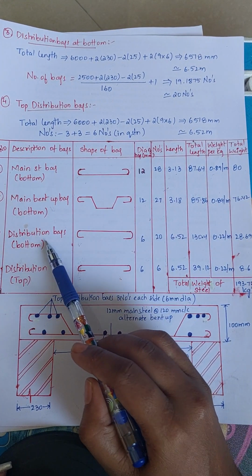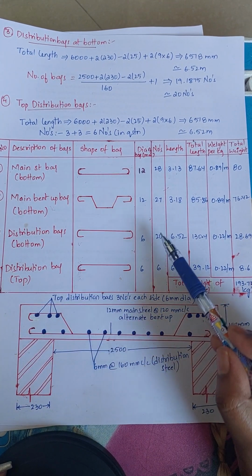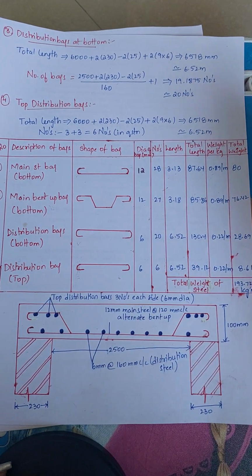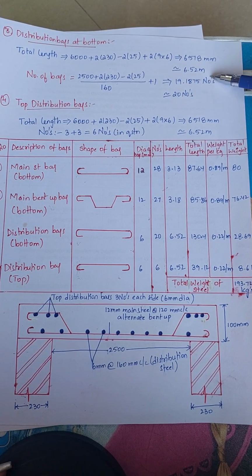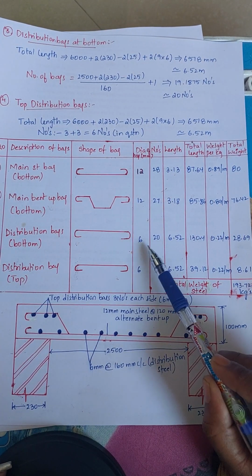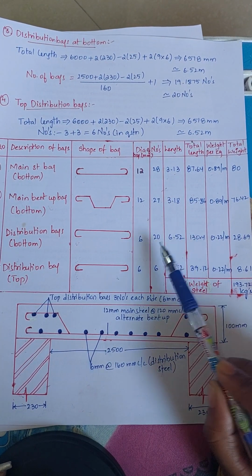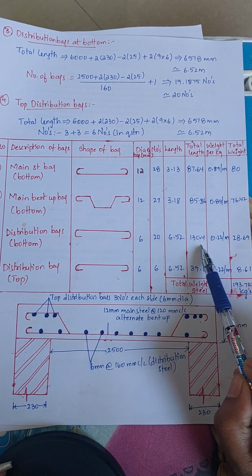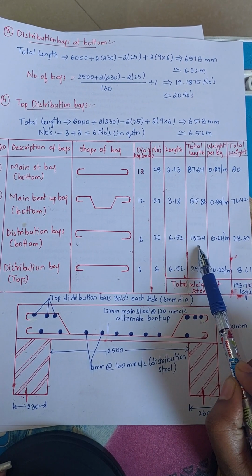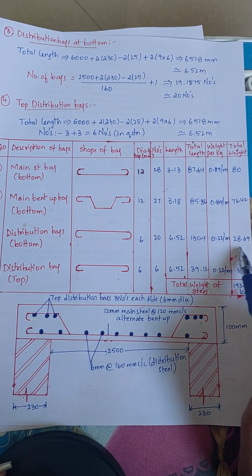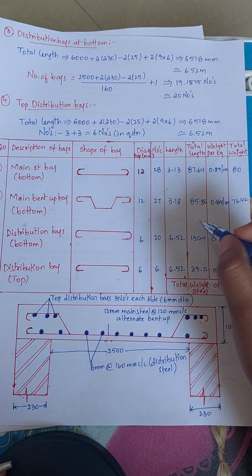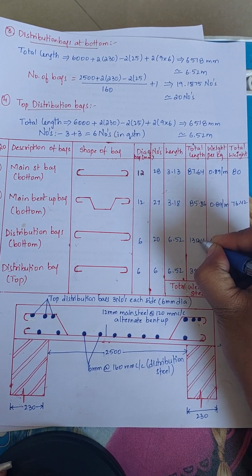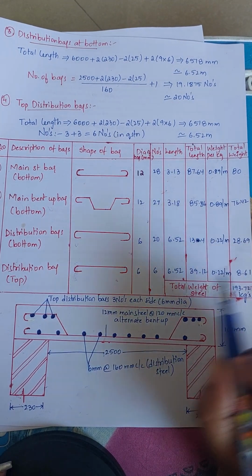In the same way, for the bottom distribution bars we are using 6 mm dia, and the numbers we got is 20 numbers, and the length is 6.52 meters. After multiplication of 20 into 6.52, we will get this much, and after multiplying this into this, we will get 28. This is 13.4. So we will get this one.